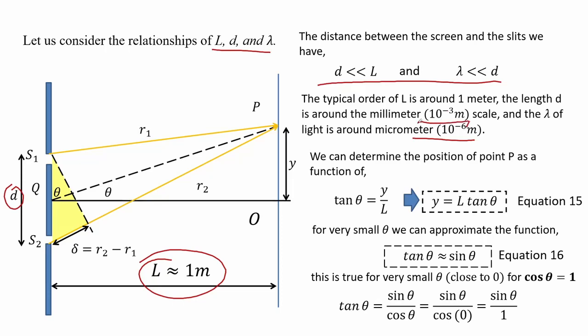We can determine the position of point P as a function, shown in equation 15. For very small theta, we can approximate this function with a sine function, shown in equation 16. This is approximately true if theta is very small, so the cosine of theta is equal to 1, and then the tangent of theta would be equal to the sine of theta.